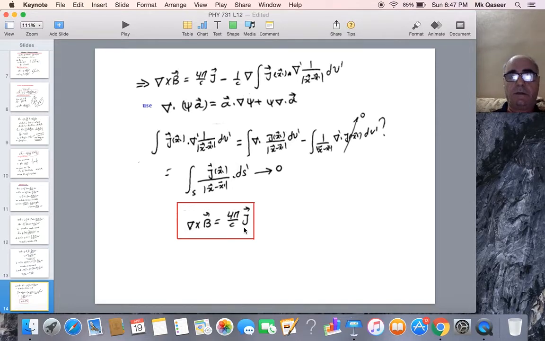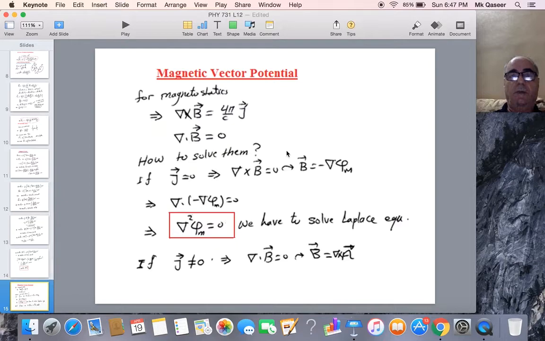This is Ampere's law. Now the magnetic vector potential. Now we have the divergence of B equals 0, and curl B is 4 pi over c times J. If J is 0, then curl B is 0. That means B is minus the gradient of some scalar potential phi m. Substituting in the divergence, we get the Laplacian of phi m equals 0. In this case, we have to solve the Laplace equation.